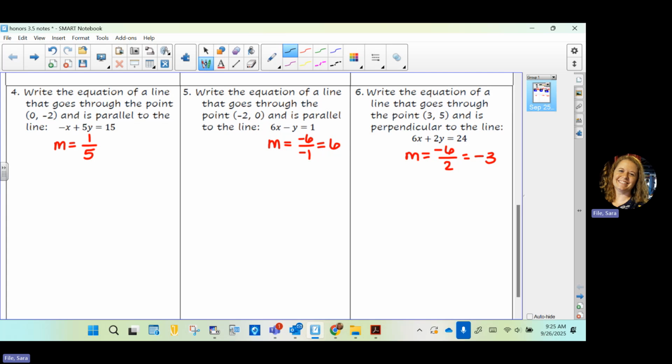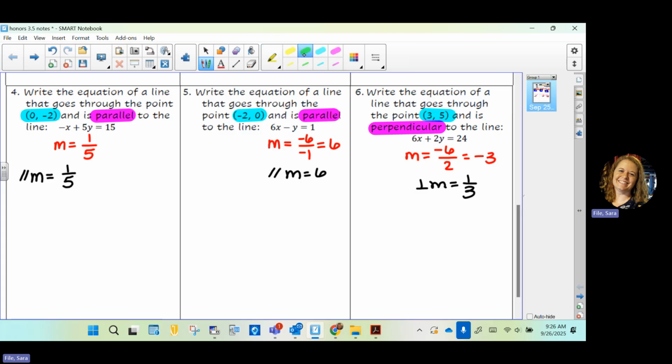Okay. So now I'm going to look at what I'm trying to find, which for this one is parallel, perpendicular. All right, so my parallel slope, parallel means same slope, so it's 1/5. So parallel slope here will be 6. Perpendicular slope means opposite reciprocal. So the opposite is going to be positive and the reciprocal will be 1/3. So now I've identified my slope that I need for each of these.